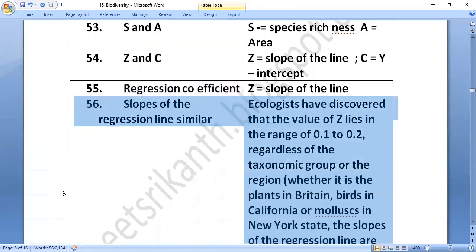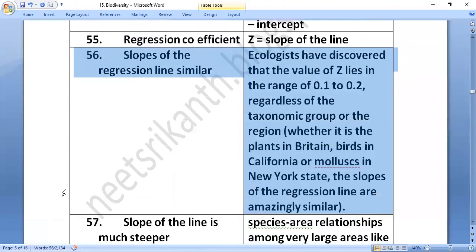Slopes of the regression line are similar. Ecologists have discovered that the value of Z lies in the range of 0.1 to 0.2, regardless of the taxonomic group or the region, whether it is the plants in Britain, birds in California, or mollusks in New York State. The slopes of the regression lines are amazingly similar.